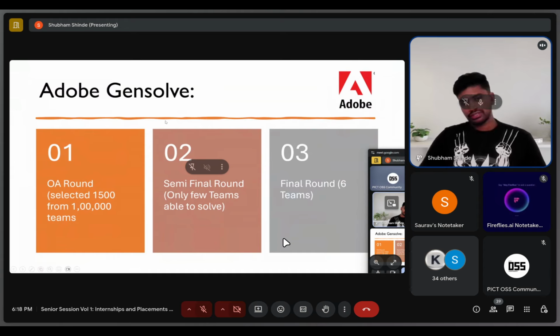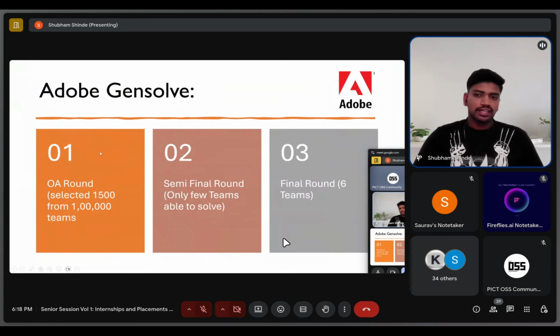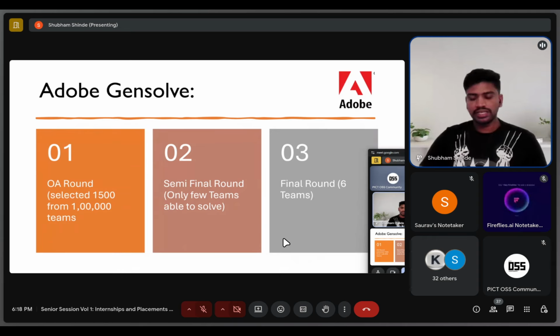Adobe Gensol round: there are three rounds of the Adobe hackathon. One is the online assessment round, where they ask two problems. Based on those two problems, from 1 lakh teams they selected 1500 teams, which were given the problem statement in the second round. The problem statement is quite hard because they split it into three sub-problems. In the first problem, they provided a set of Bezier curves, and based on them you have to regularize the shape.